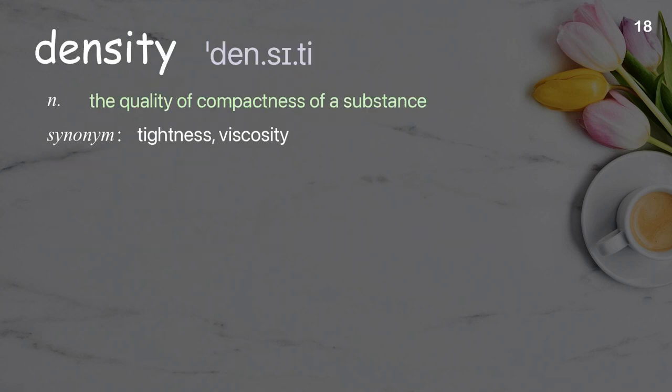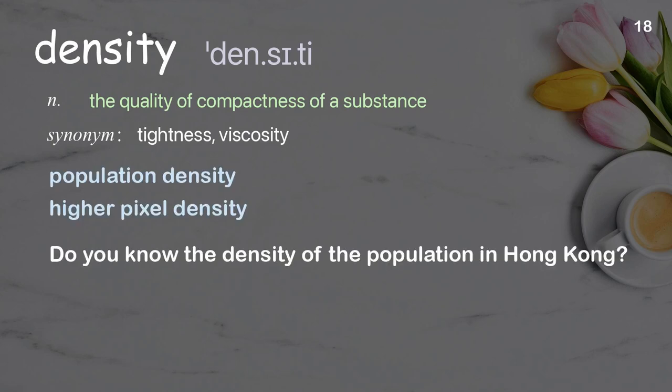Density. The quality of compactness of a substance. Examples: population density, higher pixel density. Do you know the density of the population in Hong Kong?